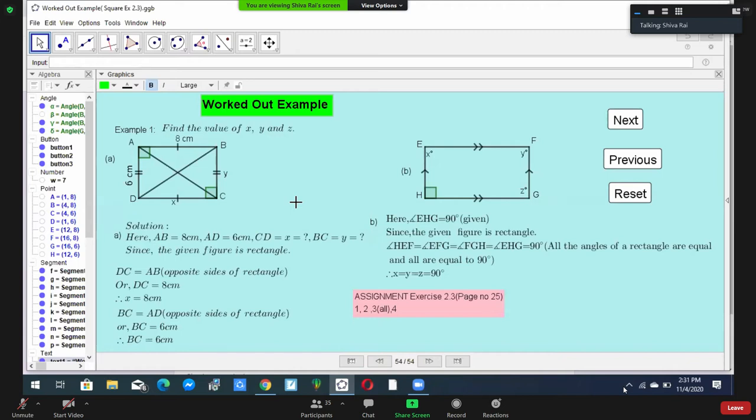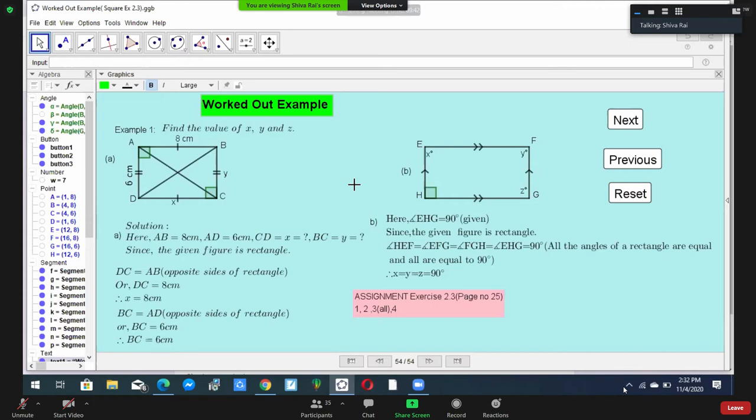So here, since the given figure is a rectangle, now we are going to find the length of the sides. You look here. DC equal to AB. Opposite sides of what? Rectangle. Opposite sides of a rectangle are equal. Not necessary to write all that, just write in short, opposite sides of rectangle.